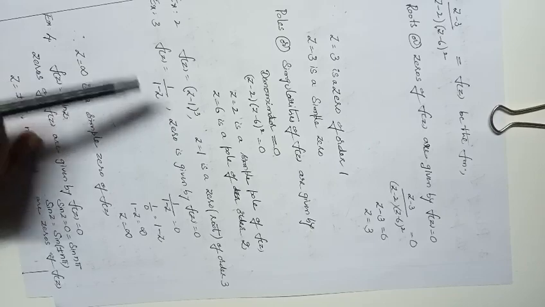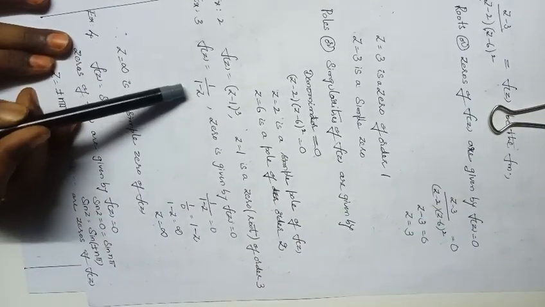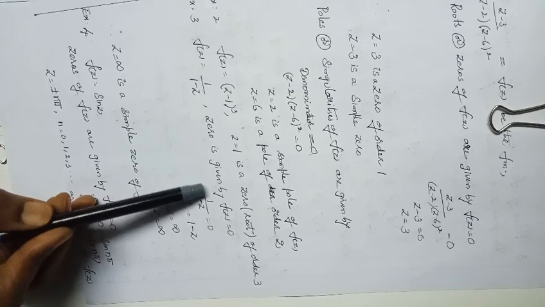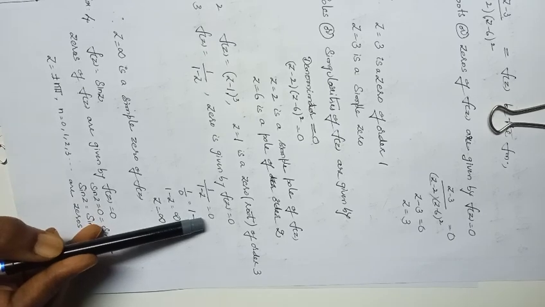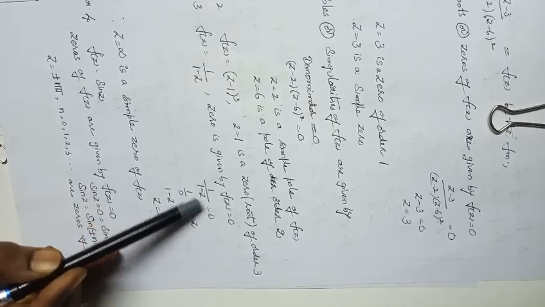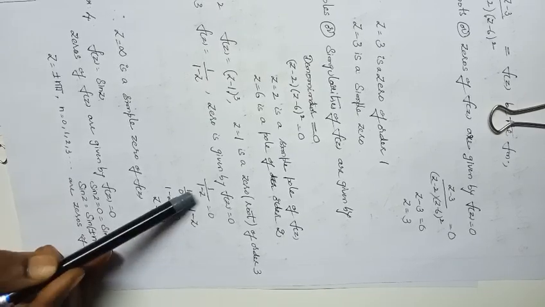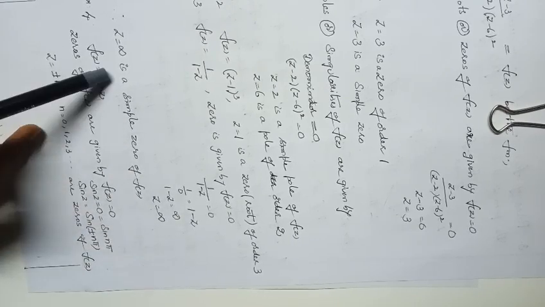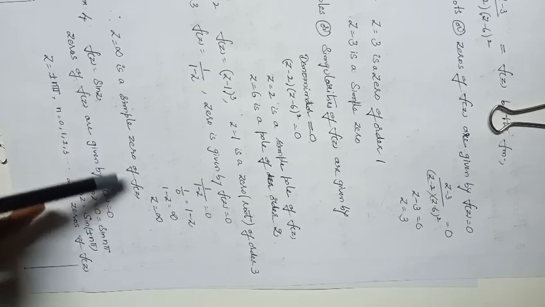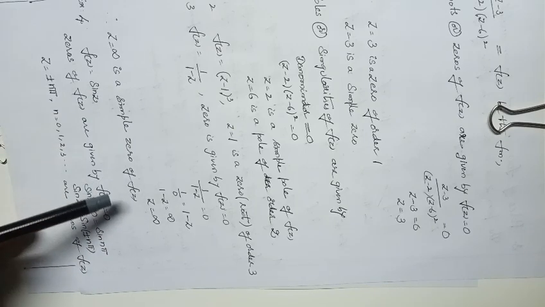Now another function, f of z equal to 1 by 1 minus z. To get the zero, equate the function to 0: 1 by 1 minus z equal to 0. Now, by interchanging these two elements, 1 by 0 equals 1 by 1 minus z, so 1 minus z is equal to infinity. Now z equal to infinity. Z equal to infinity is a simple zero of f of z, since the power of this factor is 1.